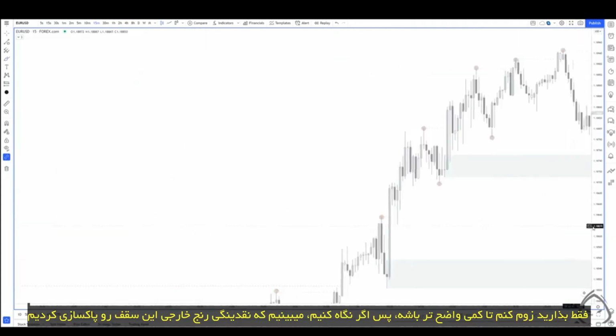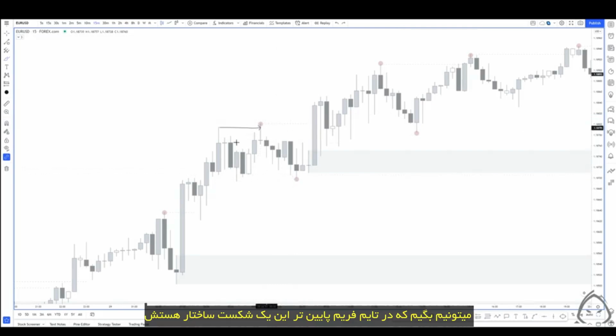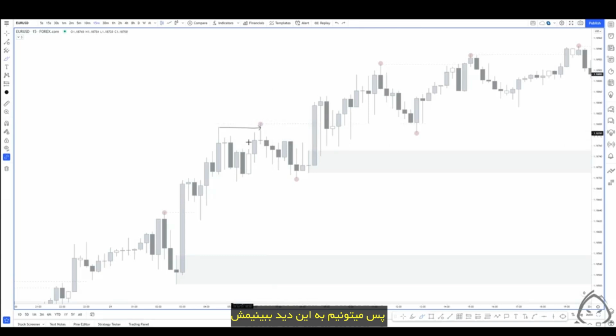So again, this is where things get a little convoluted, but we can look at this in a different lens. Let me just zoom in to make this a little bit clearer. What we can see is that we took out the external range liquidity of this high, and then we got our pullback. We can say that on a lower time frame, this would more than likely be a break of structure. So we can start to look at it in that lens. Where did we break structure? Where did that come from? More than likely this inside bar, which would be a demand zone.